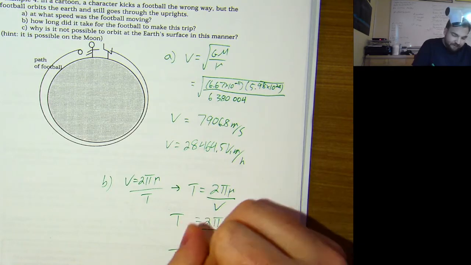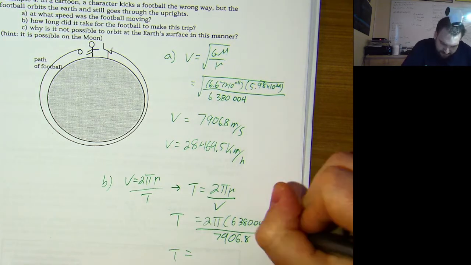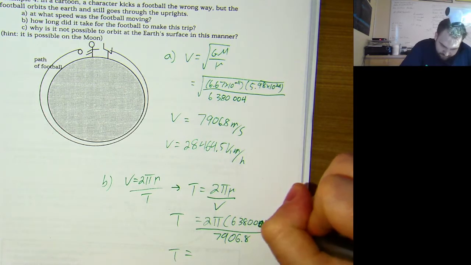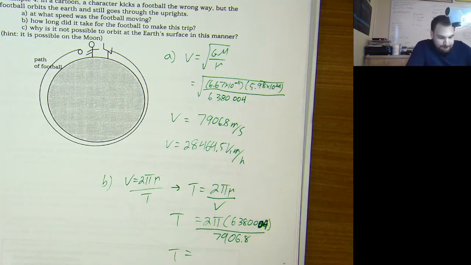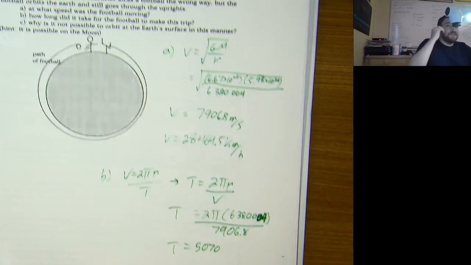How long does that take? That should be 04. 5,069.9. So basically 5,070.